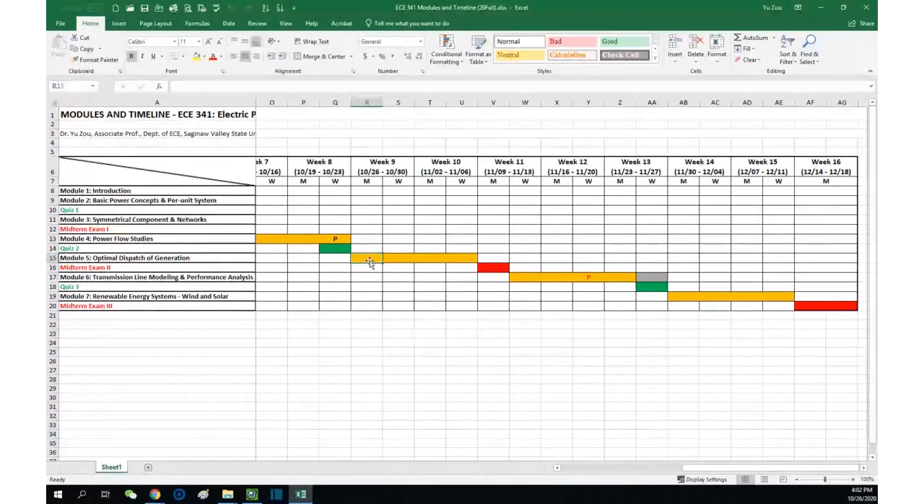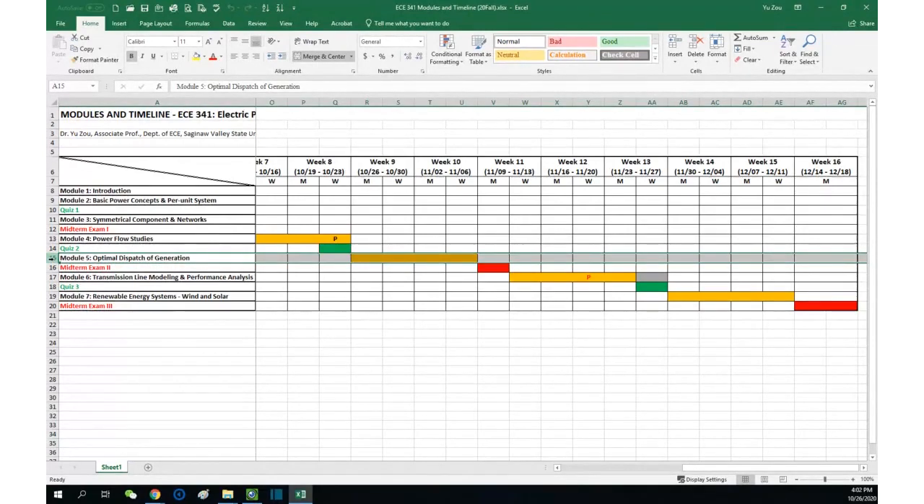It's October 26th, Monday. First lecture for new module 5. And midterm exam 2 is upon us, right? Right after this module. So you want to be ready for this, all right? So exam 2 will be in 2 weeks from today. All right, let's move on.